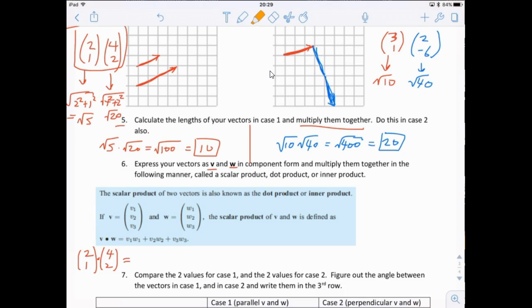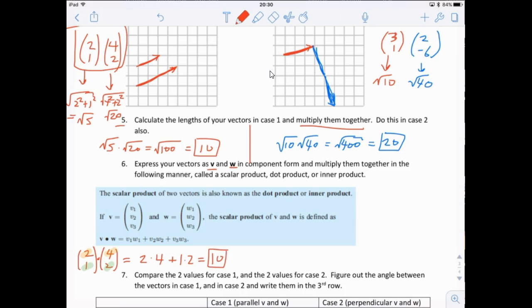The way you do it is you're going to multiply the 2 times the 4, and you're going to multiply the 1 times the 2, which seems kind of a logical thing to do. And then you actually add them. You add the products. So it's 2 times 4 is 8, plus 1 times 2 is 2, so actually that gives you 10, right? And that's for case 1, okay?